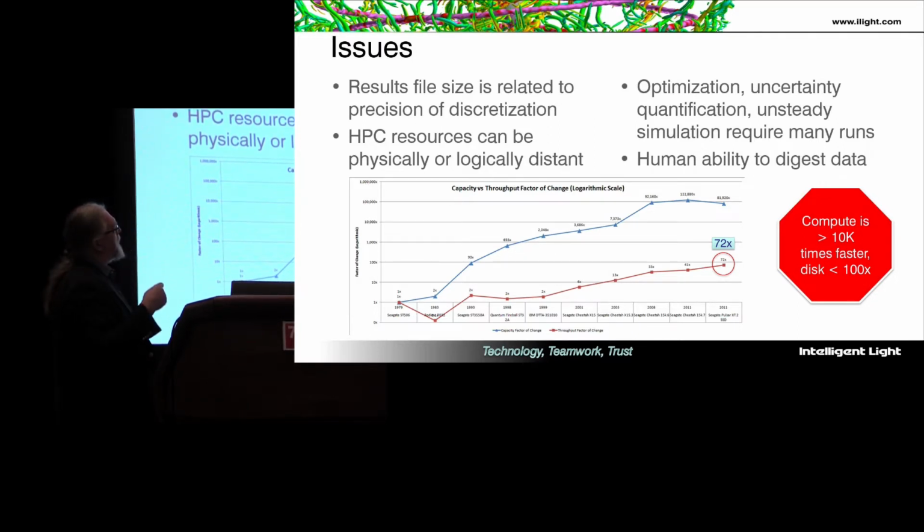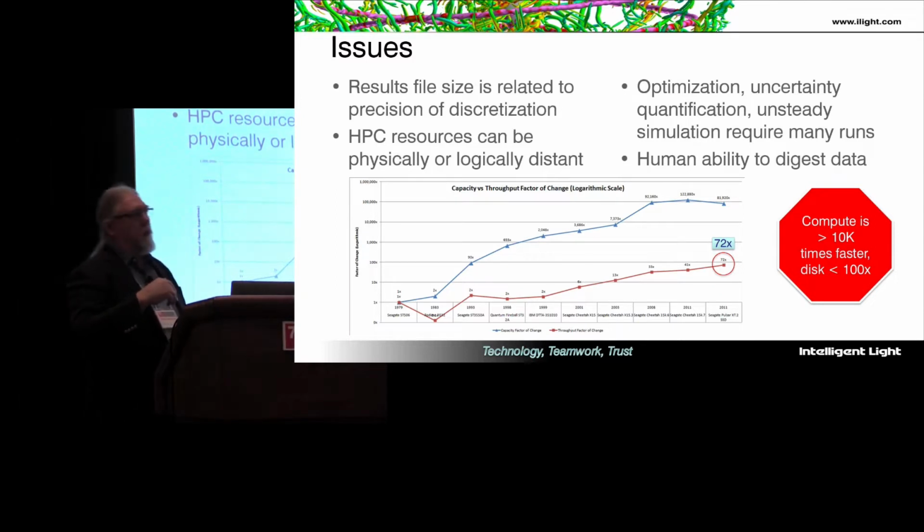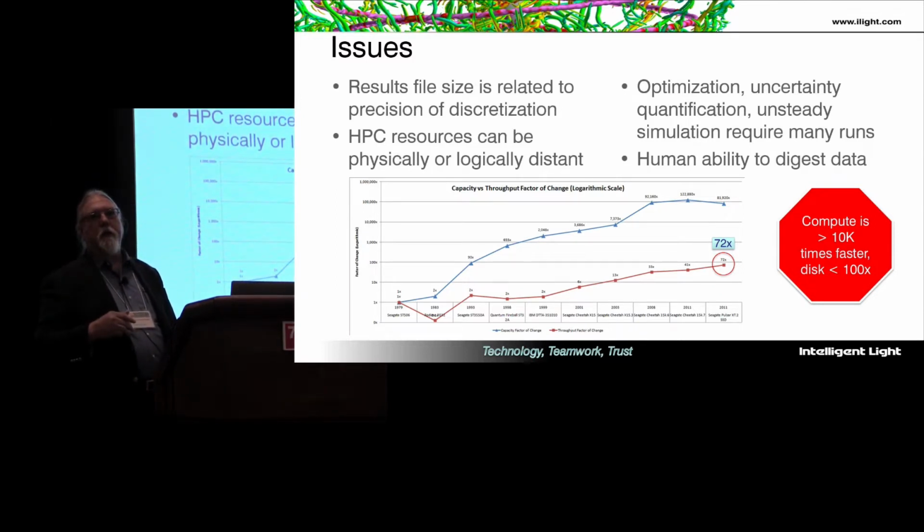And then you exacerbate all that by the fact that optimization, uncertainty quantification, and unsteady calculation require many, many files or many runs. So it's not unusual for Boeing to run 1,000 wing calculations as part of an optimization, or 10,000 to position a pylon on a wing. And so what do you do with 10,000 calculations? And how do you digest that data?